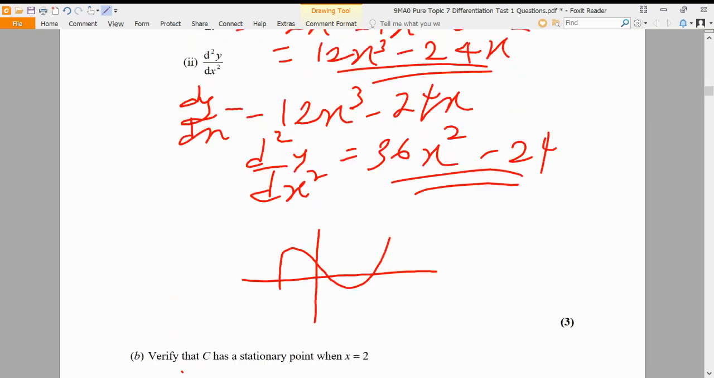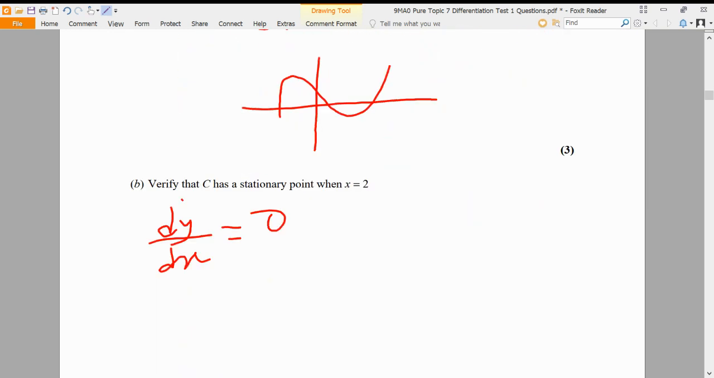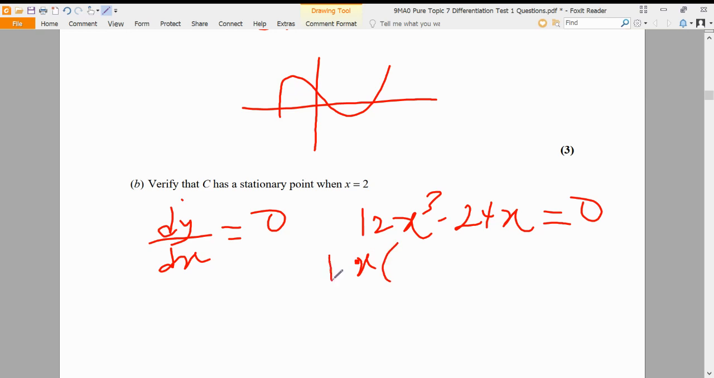So, what's our dy/dx? Initially we got 12x raised to power 3 minus 24x. So that will be 12x raised to power 3 minus 24x is equal to 0. Now do not make the mistake of moving minus 24x to the other side. What you do first is factorize. You say x is common, but look at it very well. It's not just x that is common. 12 is also a common factor. So you say 12x is a common factor. When you bring that out, you have x squared minus 24 divided by 12, that is what? 2.